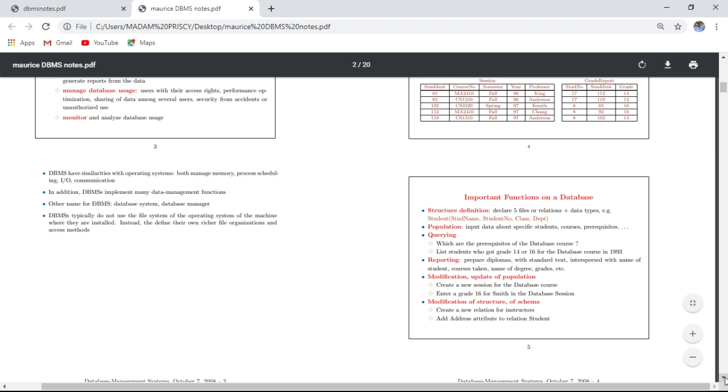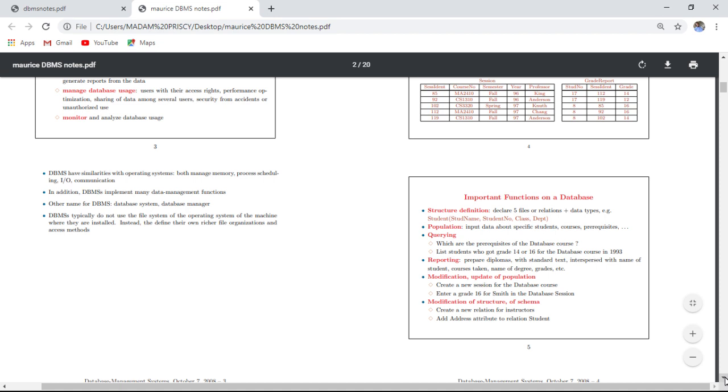Example, one of the queries may say, which are the prerequisites of the database course? Which are the prerequisites of the database course? Answer. What was the question? Okay, another option may say, which is the prerequisite?